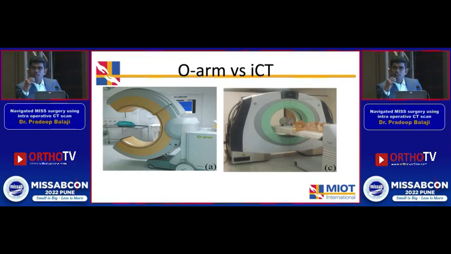We had a lot of criticisms when they said we are going to use an intraoperative CT. I was the one who was more worried about it. What is the difference between O-arm and CT? Why should we have an intraoperative CT at all? Whether just an O-arm is enough or not?